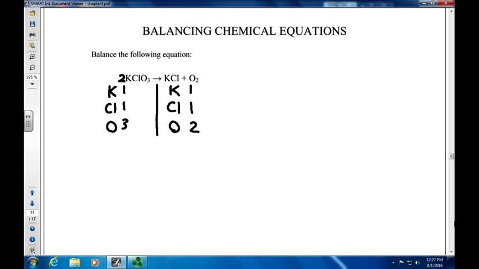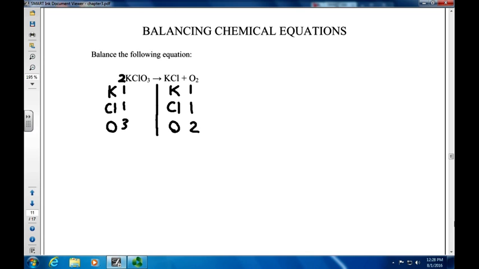You can play around with the numbers, but generally you're going to want to look at your oxygens, and in this case there are 3 oxygens. What does 3 and 2 go into? 2 being the number of oxygens on the product side. Well, they both go into 6. So all you need to do is start by multiplying that whole reactant by 2. That's what the coefficient is signifying.